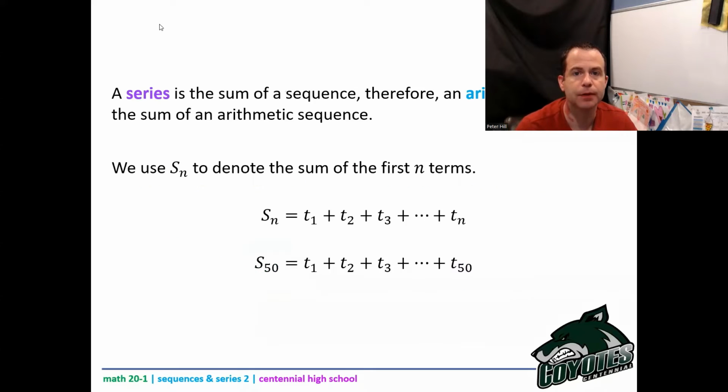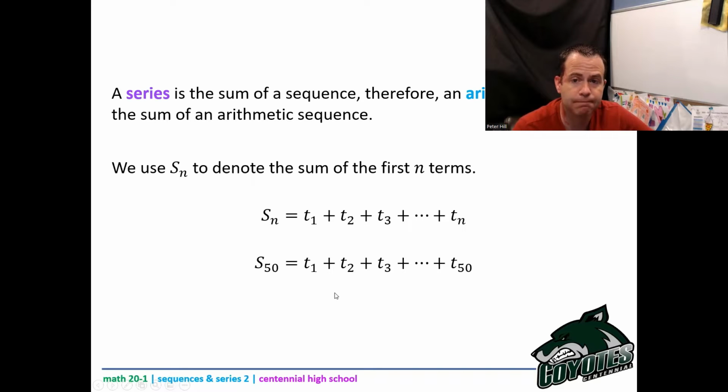All right, so a series is the sum of a sequence. Therefore, an arithmetic series is the sum of an arithmetic sequence. We use S of n to denote the sum of the first n terms. So S of n would be like t of 1 plus t of 2 plus t of 3, all the way to t of n. To put in numbers, S of 50 would be T1, T2, T3, all the way up to T of 50.